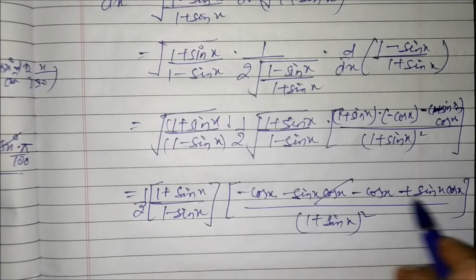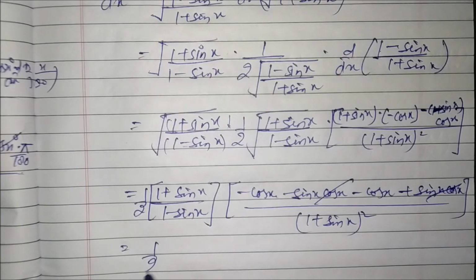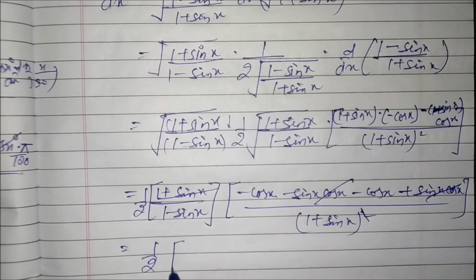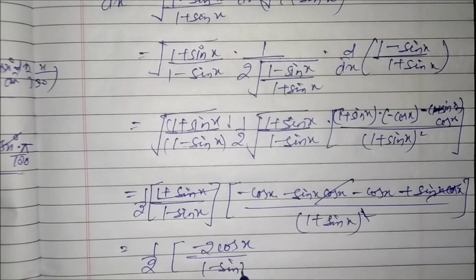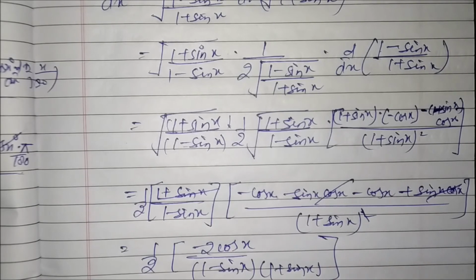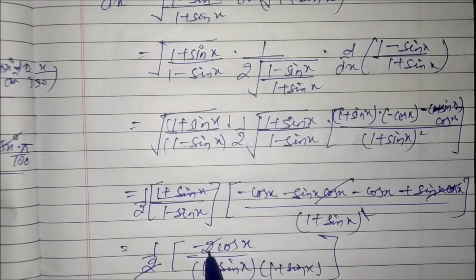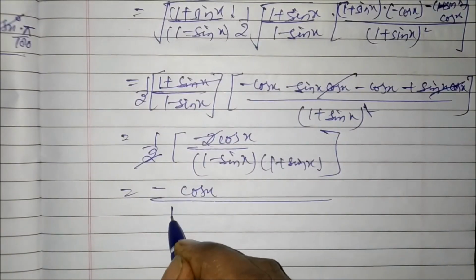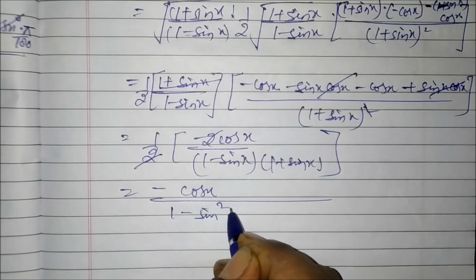From here this will be cancelled out and we have 1 by 2, here one factor of 1 plus sin x will be cancelled from the power and we get minus 2 cos x upon (1 minus sin x) into (1 plus sin x). This 2 will also be cancelled out, we get minus cos x upon 1 minus sin square x.